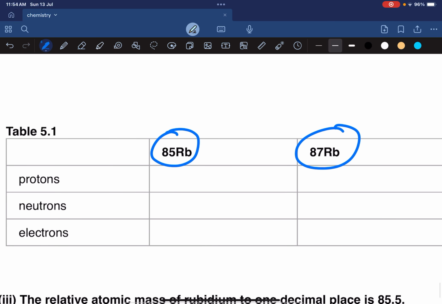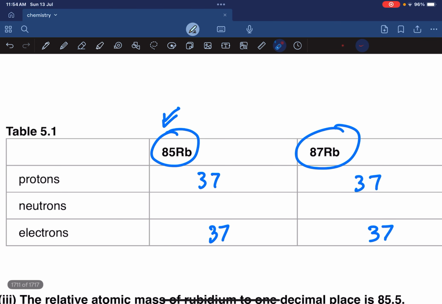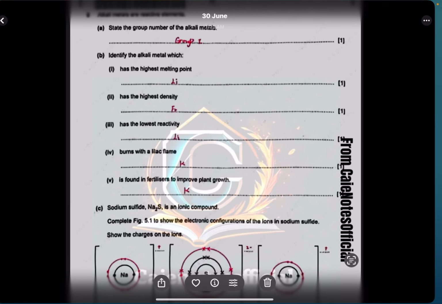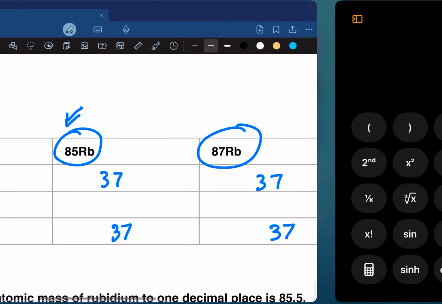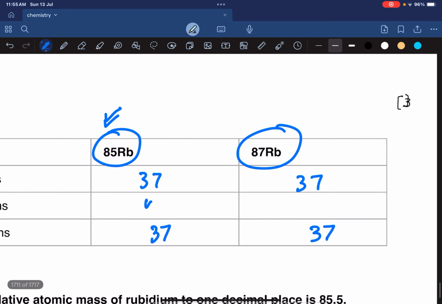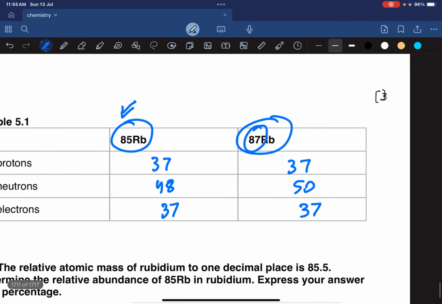So protons 37, 37, electrons 37, 37, because we don't have any ions. And to figure out the neutron number, we just have to subtract 37 from 85. So 85 minus 37, that gives me 48. So neutrons over here are going to be 48, and because the other one has two more, it's going to be 49, 50 over here. Okay, I guess that was simple enough.